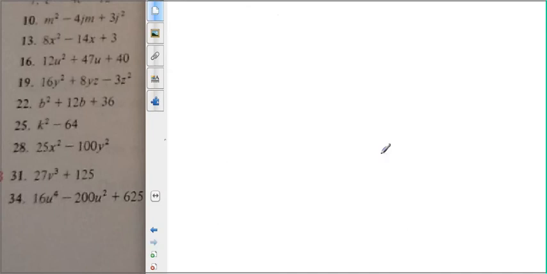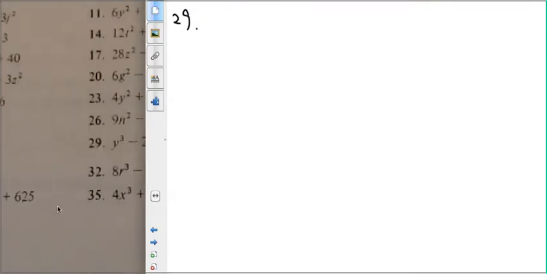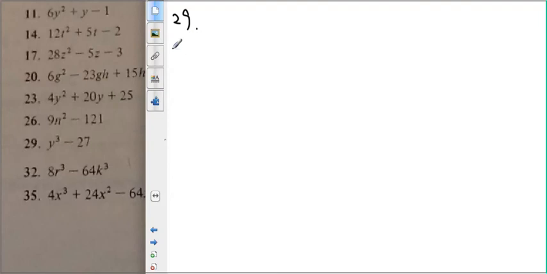Number 29. Number 29 is y cubed minus 27. In fact, this is the difference of the cubes. But in class, what we have done was we talked about the sum of the cubes. So why don't I just rewrite this one as the sum of the cubes? This can be rewritten as y plus negative 3 to the third power. And that is, in fact, the sum of the cubes.